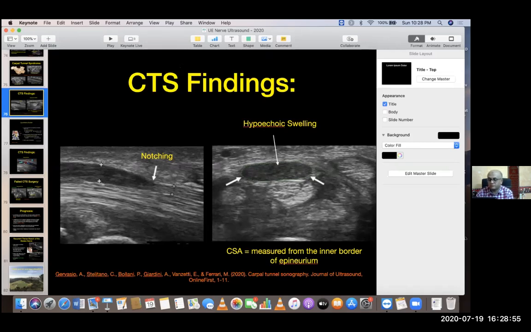Although if you are doing the open type, I really don't know how the surgeon would be able to ensure that it is completely released. I have no idea, but for a hand surgeon, they should be able to release everything.